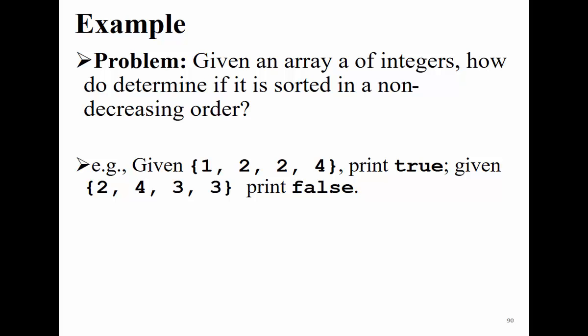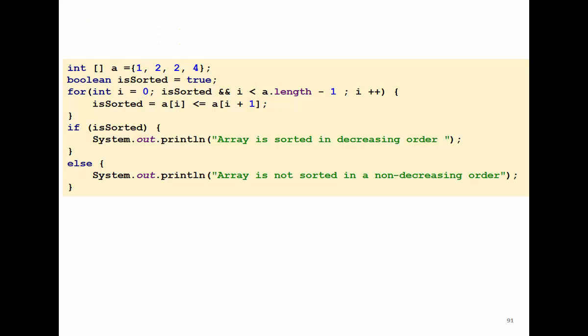Okay, we can do the comparison, or we can visit them one by one, and whenever we are sitting on the element, we look at the next element if it's greater than this element. So you can see here we have the array and we define isSorted, and we say i equal to 0, and inside the for loop we have this compound condition: isSorted and i less than a.length minus 1.